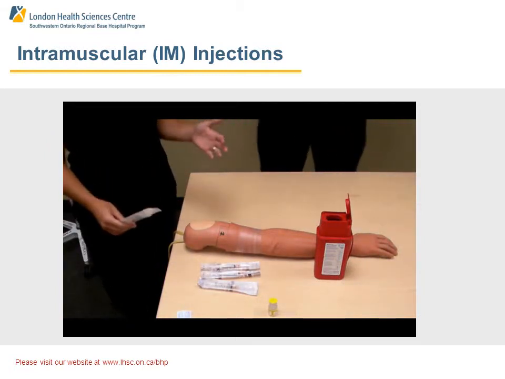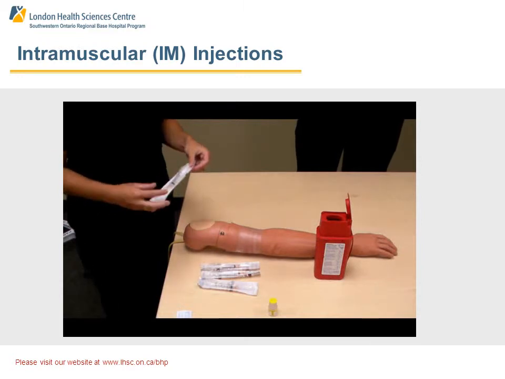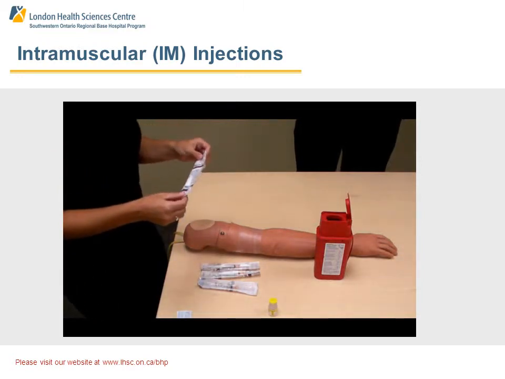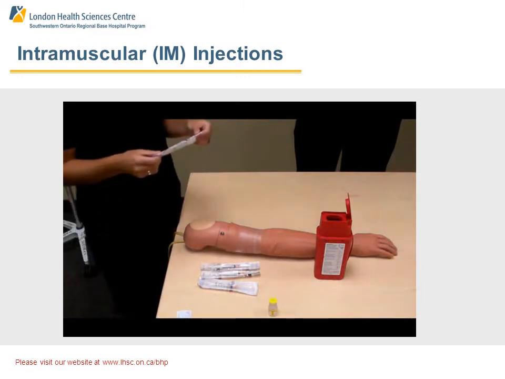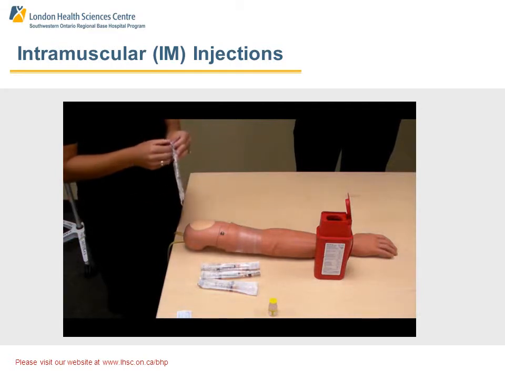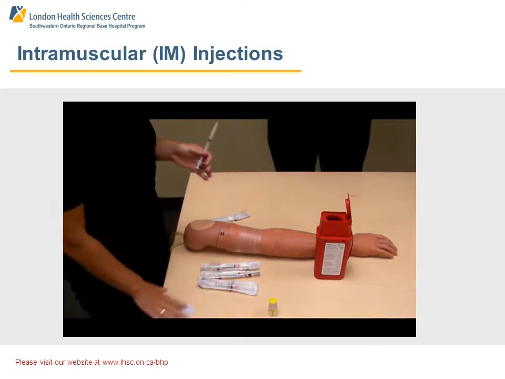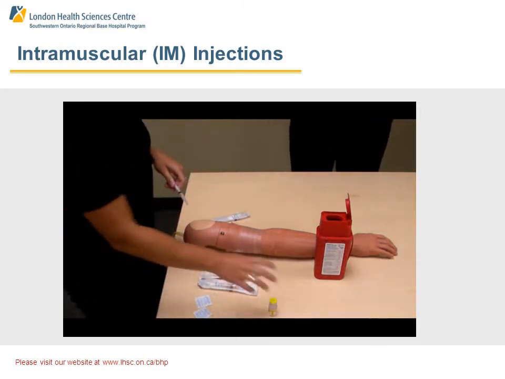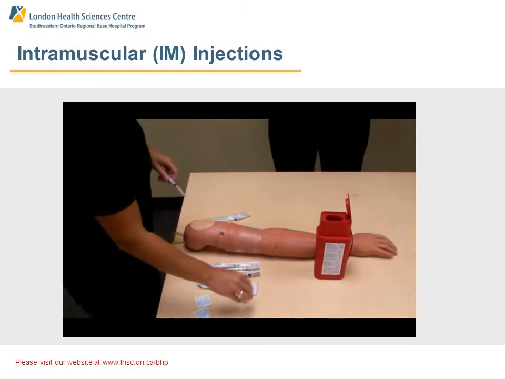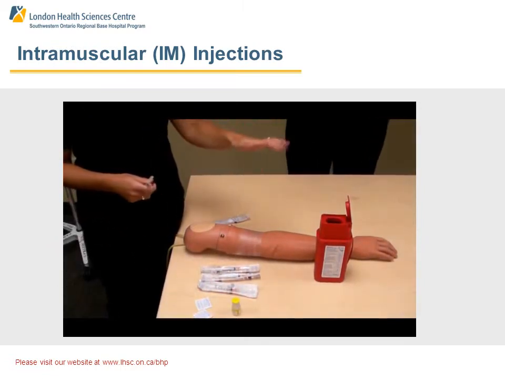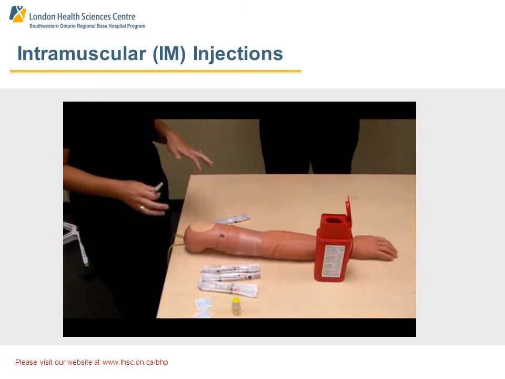Great, so the first step is to make sure that you have all of your equipment ready. So in this case I have an IM needle. This one happens to be a 3 milliliter needle, 25 millimeters in length, and a 25 gauge. So I want to make sure that I have the appropriate IM needle. I want to make sure I have some alcohol swabs to cleanse the site, as well as the appropriate medication for that patient. Also need to make sure you have your sharps container close.